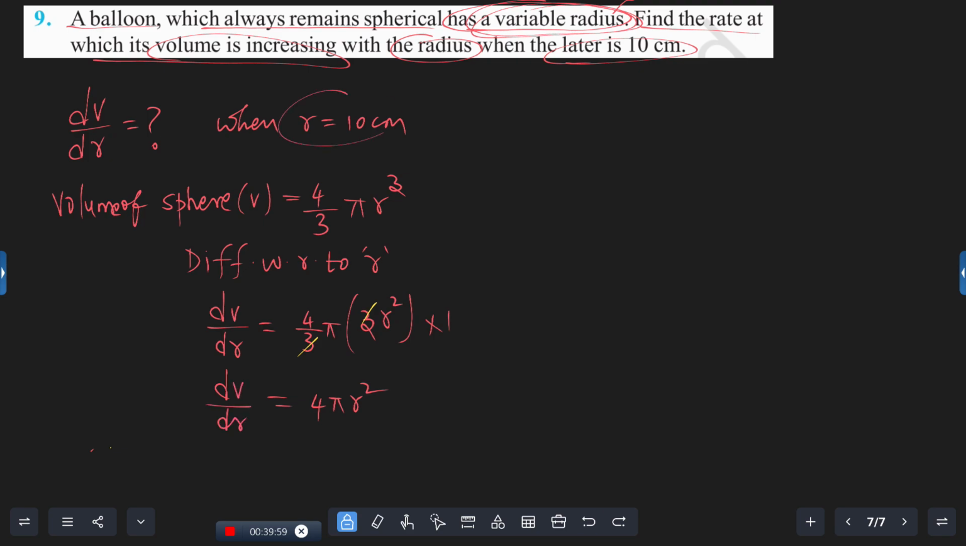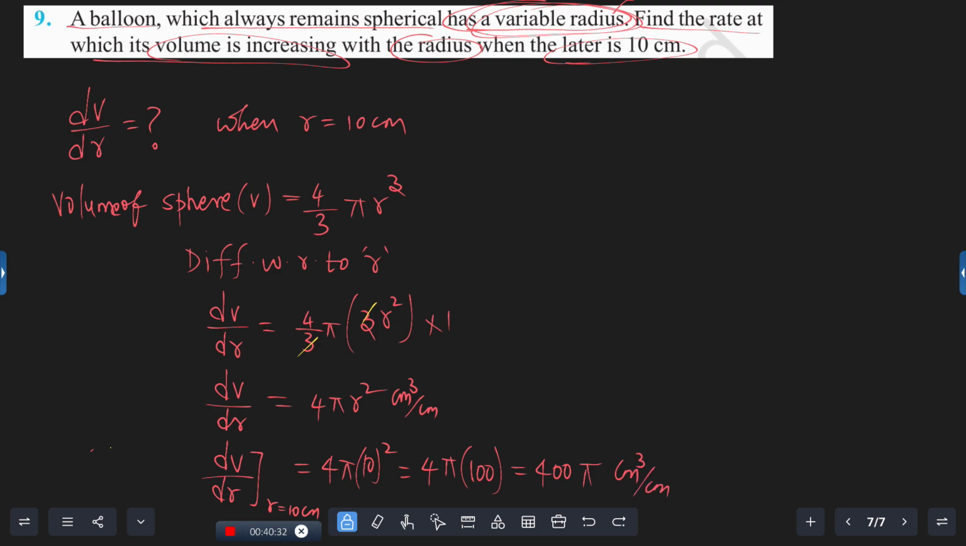But when R is 10, they asked what? When R is 10, dV divided by dr when R is equal to 10 centimeter is equal to 4 pi, R value 10 square, which is equal to 4 pi times 100, which is equal to 400 pi. What you have to say? 400 pi. It is volume, no? So centimeter cube per centimeter. Like that here also, centimeter cube pi, per centimeter. See, volume is centimeter cube, radius also centimeter. That is what I mentioned like this.